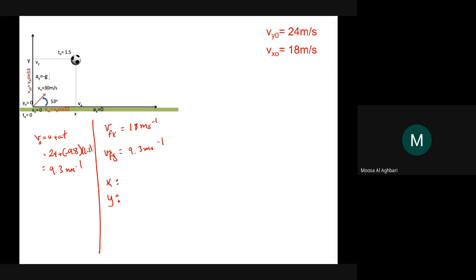X distance is V1X multiplied by T. So I do 18 times 1.5, which is 27 meters. And Y, what do I need to do for Y?